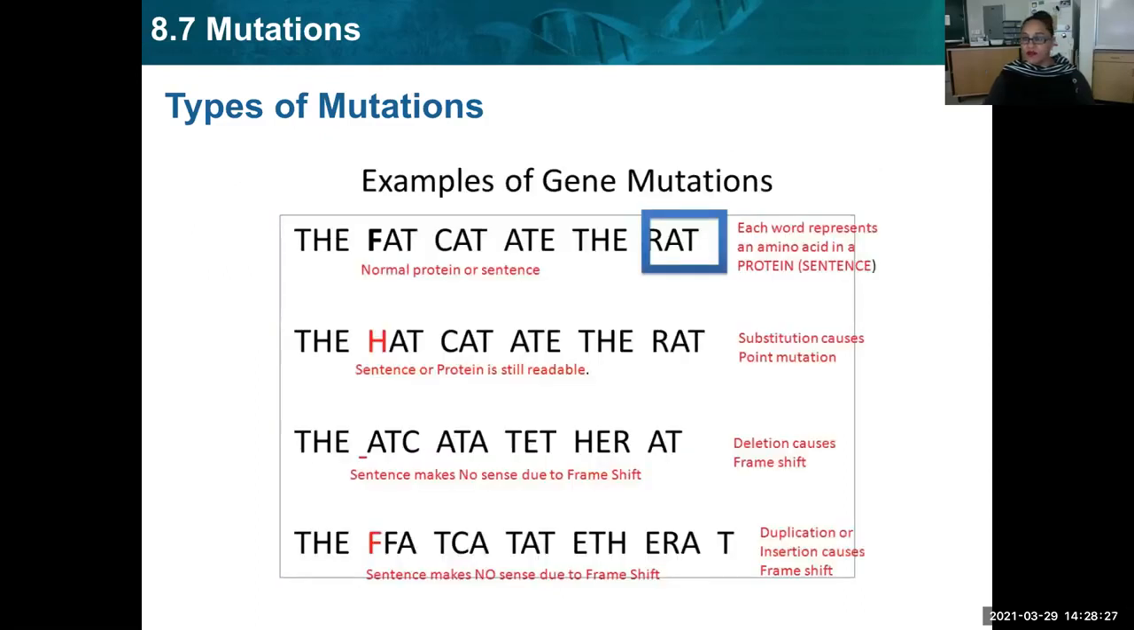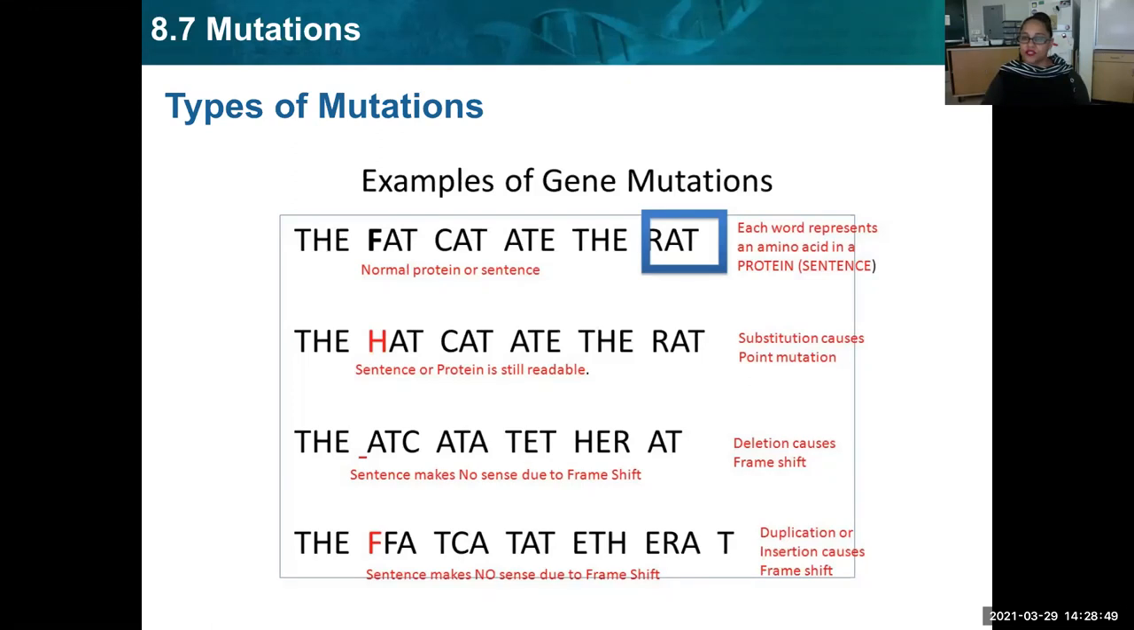So these are some examples. You're going to see some of these examples in your quizzes this week. So at the top, that's the normal gene. And they're using words instead of the nucleotides, but each word represents an amino acid in a protein. And the protein would be the whole sentence. The fat cat ate the rat. Each word is 3 letters long, just like our codons.